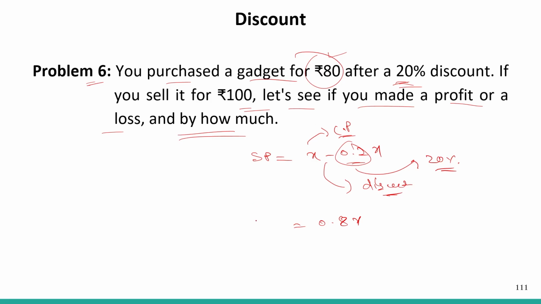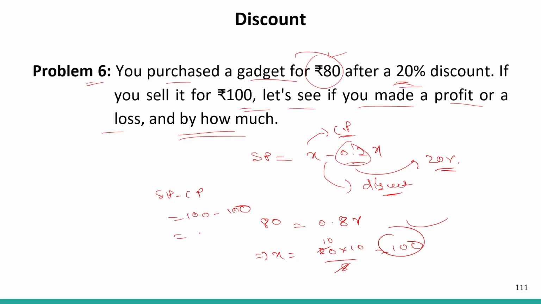So this is given as 80. This implies that x is equal to 80 into 10 by 8, which is 100. So the cost price is 100 rupees. If I sell it for 100, then SP minus CP is equal to 100 minus 100, which is equal to 0. So neither profit nor loss. No profit, no loss.